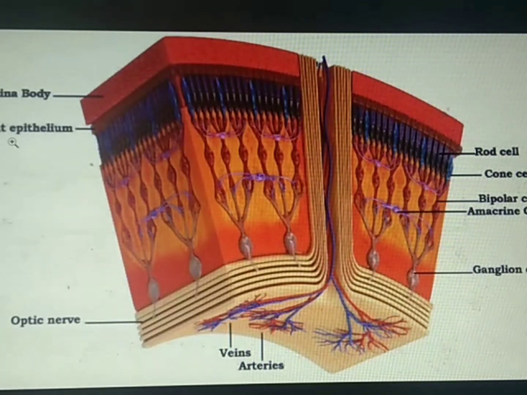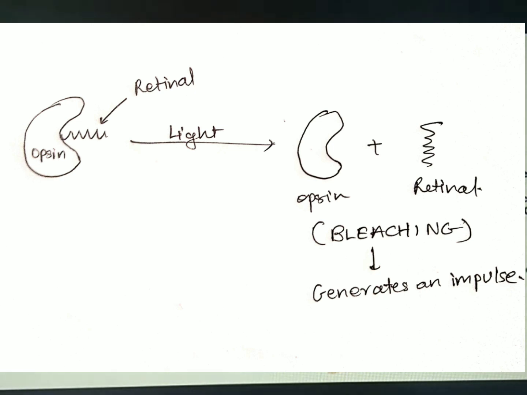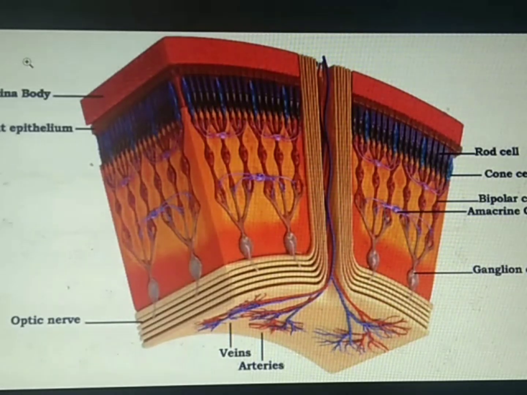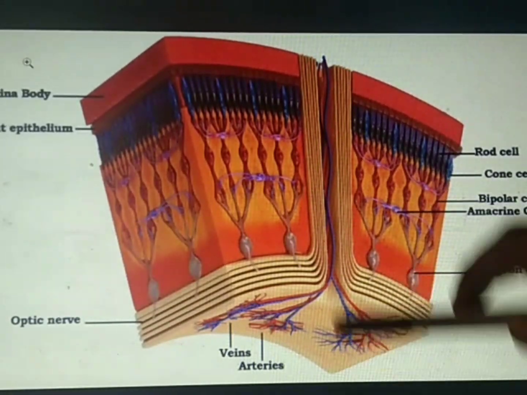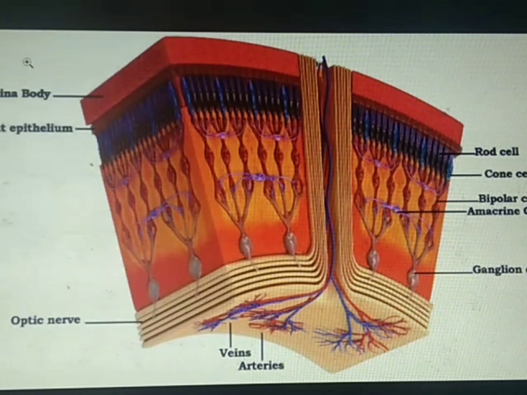Whenever light hits, we have an opsin and retinal together. So whenever light hits, this opsin and this retinal get separated, and this process is known as bleaching. Okay, and because of this bleaching process, a nerve impulse is generated, and that nerve impulse created by the rod goes to the bipolar cell, ganglion cell, and through the optic nerve it goes to the brain. Okay, and that is how we get scotopic vision.